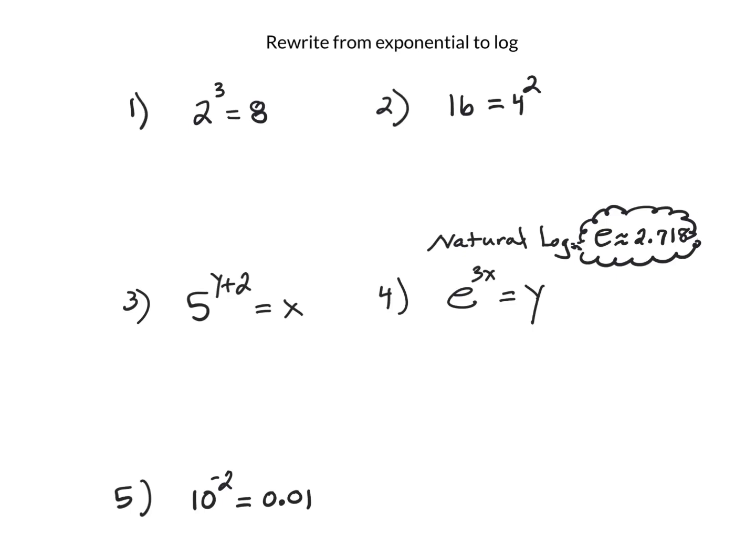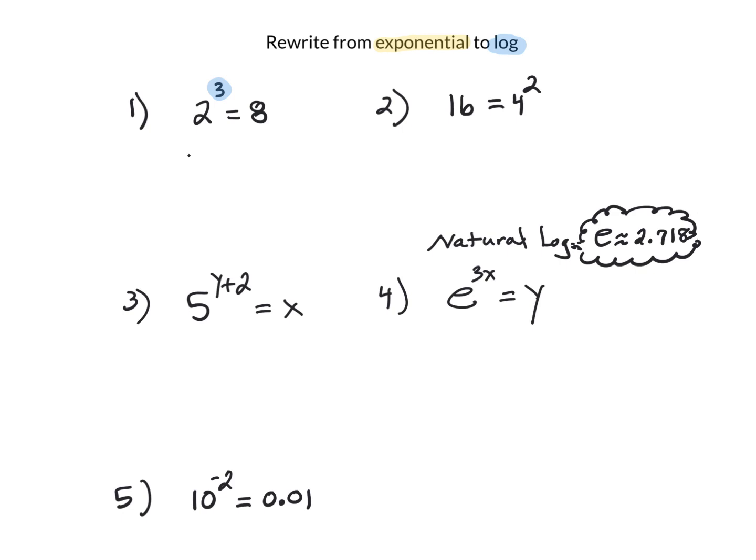So today we're going to go over rewriting an expression from exponential to log, and then we're going to go back from log to exponential. So we're going to start with an exponential expression, and the exponent is always going to stay on the side that the exponent was written.